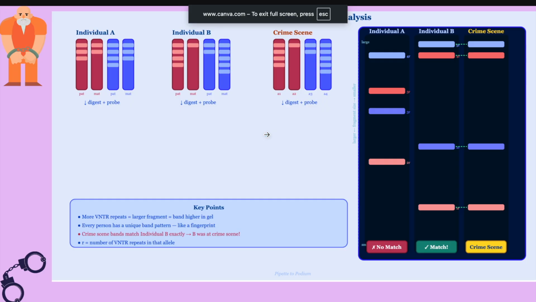This slide is a recap of what we just learned in our drawing session. Here is a crime scene, and blood is collected, and police have two suspects, individual A and individual B. So, how do we find out who was really there? We use their DNA, because these two suspects have different numbers of VNTR repeats. Now, if you look at the gel carefully, individual A's bands are here, that is one pattern, and individual B's bands are also here, which is a completely different pattern.